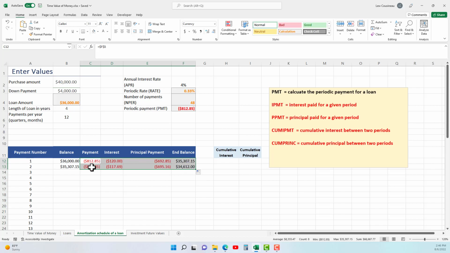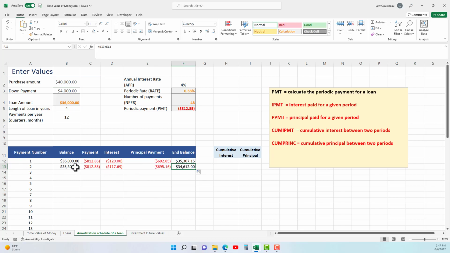So your payment shouldn't change. It's always the same. The interest should go down just a little bit because you have a smaller balance. The principal payment should go up just a little bit because you're paying less interest. And then, of course, the balance does what it does.